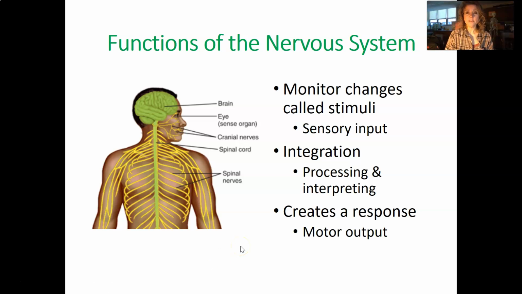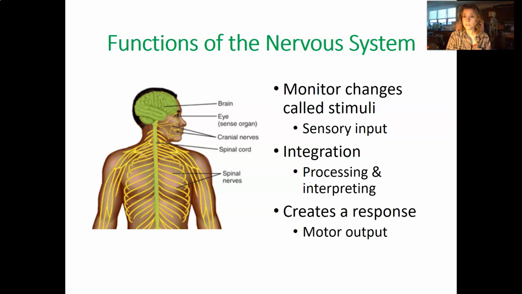So let's start by looking at the 3 main functions of the nervous system. The first is to monitor changes in the environment, which are called stimuli. All of the stimuli are then packaged together, and these packages of stimuli are called sensory input. The sensory input is going to travel to the central nervous system, the brain and the spinal cord. And it's there that the sensory input gets processed and interpreted.